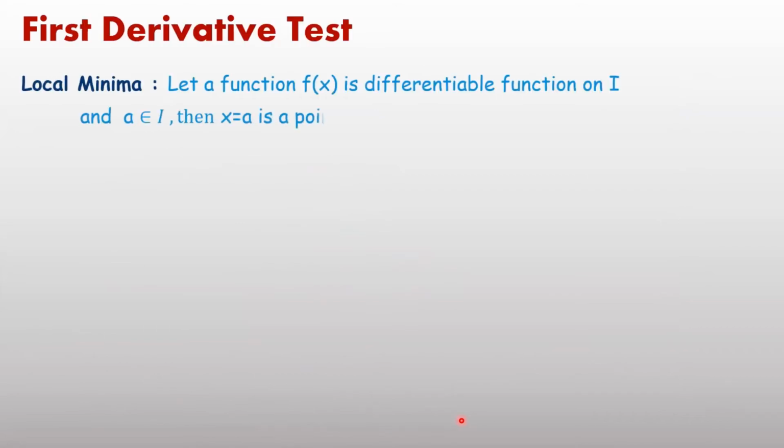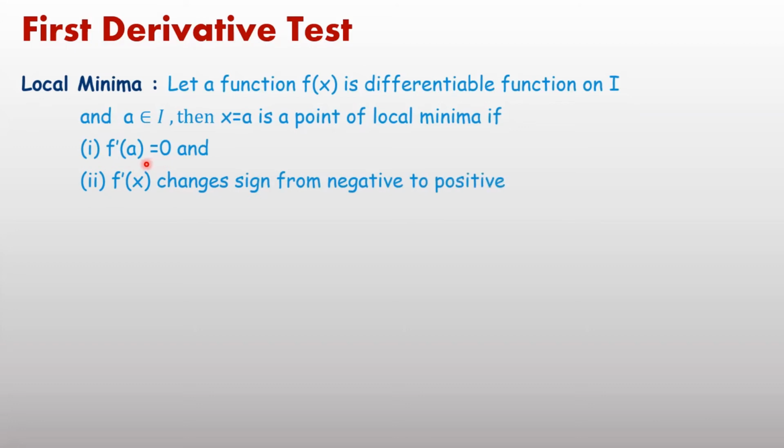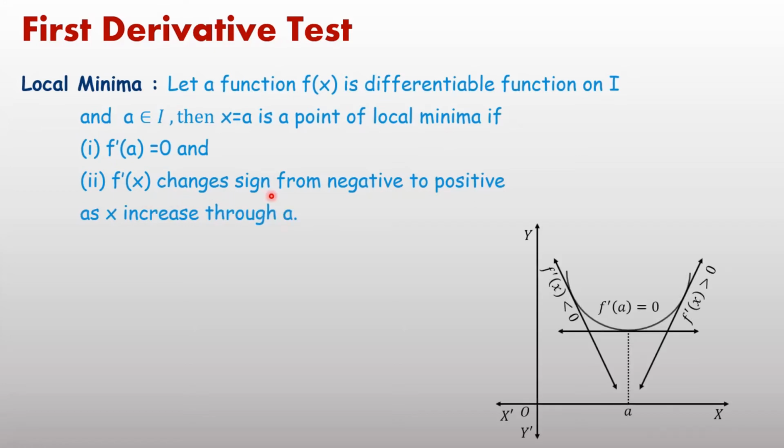Now next, local minimum. Same process: the function is differentiable in the given interval, then differentiate it and find the point at which f' is 0. If f'(a) equal to 0, then check the second step. In the second step, check the nature of f'(x). If f'(x) changes sign from negative to positive as x increases through a, then x equal to a is the point of local minima.